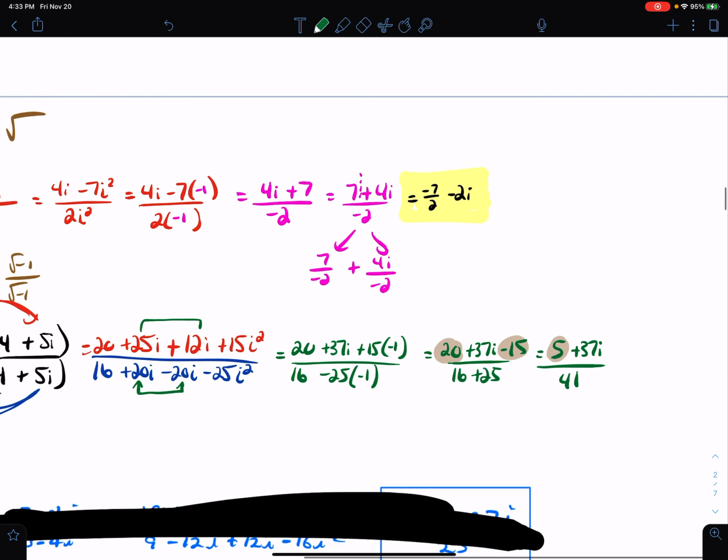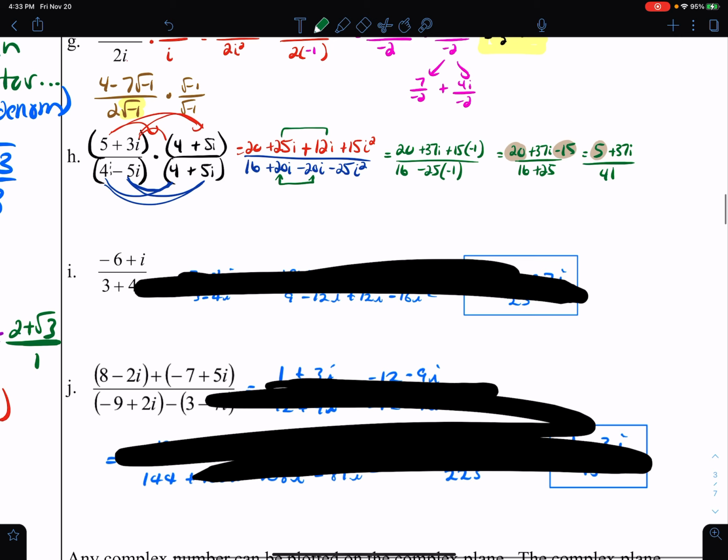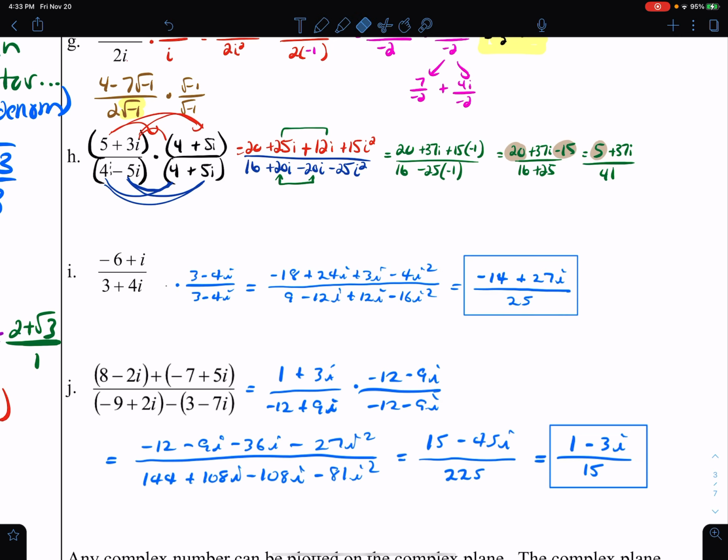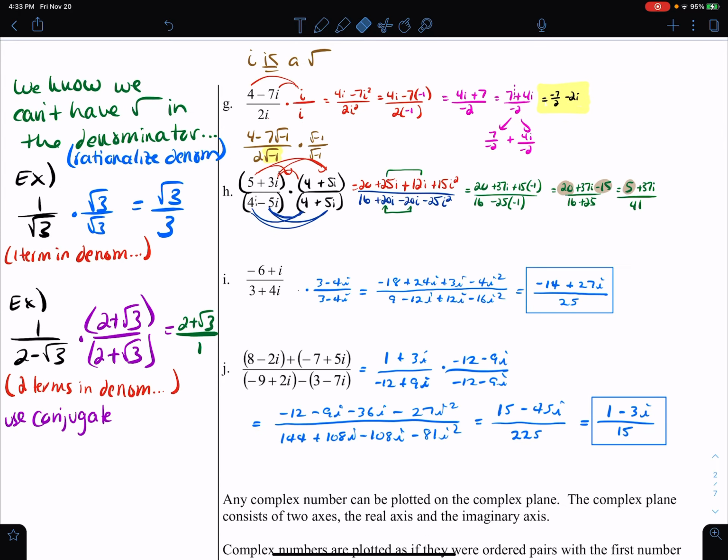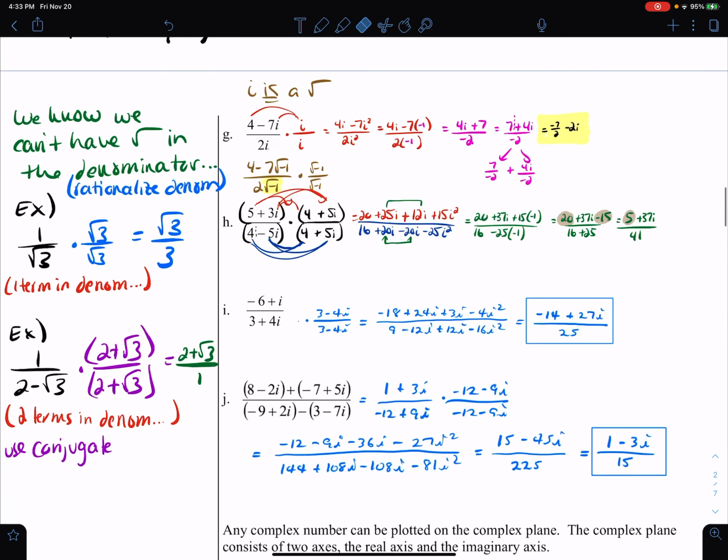So those are the examples for today. If you wanted a few more of those practices, you could try I and J, and then you come here for the answers. But those were the notes for today. We'll be talking about graphing and the rest of it on our second day.